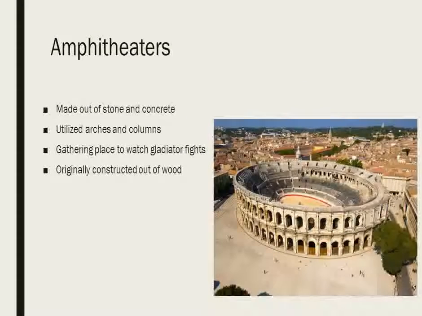Next we have the amphitheaters, which were made out of stone and concrete. They utilized both arches and columns in their structure. Their purpose was to support as many people as would attend events like the gladiator fights. These amphitheaters were originally constructed out of wood, and then they were torn down after each gladiator fight. But once gladiator fights became popular, they started to construct permanent amphitheaters, which you see in this picture, that were made out of that stone and concrete.